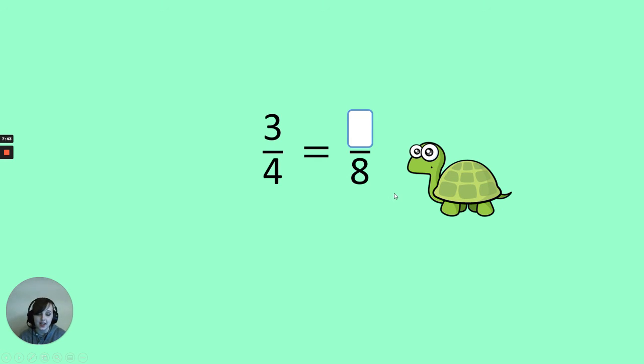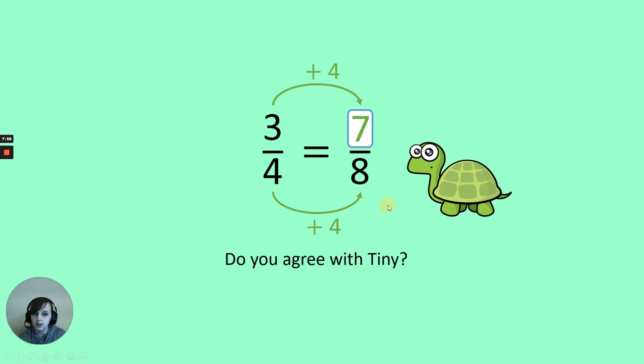Terry the turtle is here and he has an idea about what we should do. Terry thinks the answer is going to be 7. Because Terry says to turn 4 into 8, you add 4. So we do the same on top, we add 4, and that's how we get 7. Do you think Tiny Terry is correct? Pause the video and have a think.